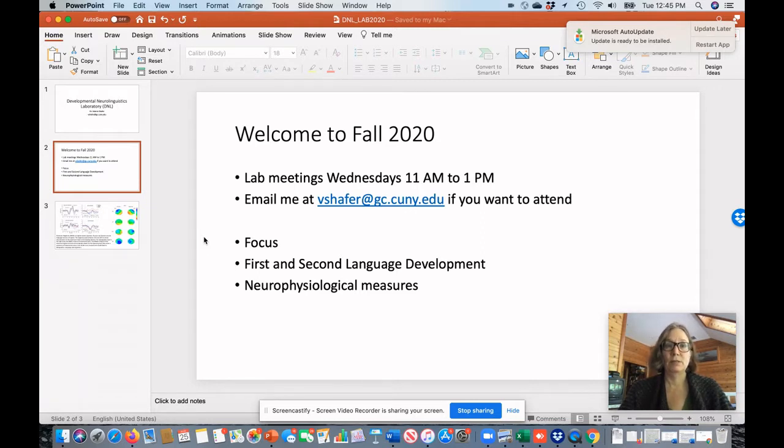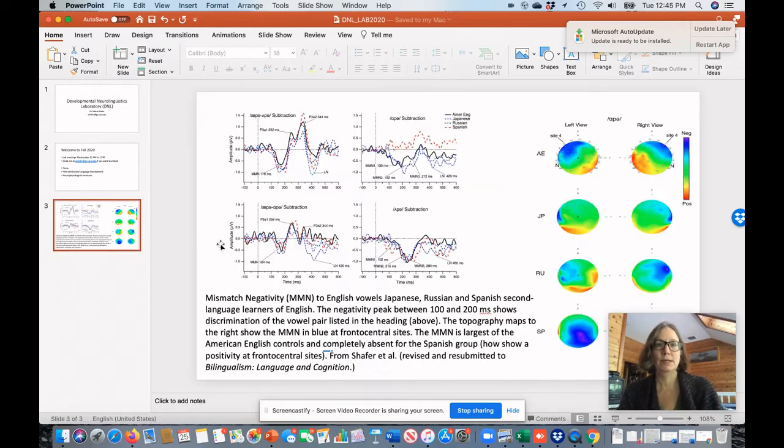So I'll tell you a little bit about the focus of our lab. Main focus is first and second language development. We use neurophysiological measures. We also have some studies that focus on clinical questions in children with language impairment, and occasionally we'll study something like autism spectrum disorders.